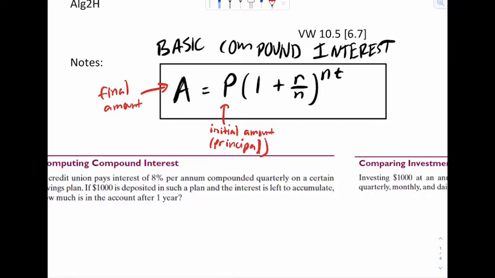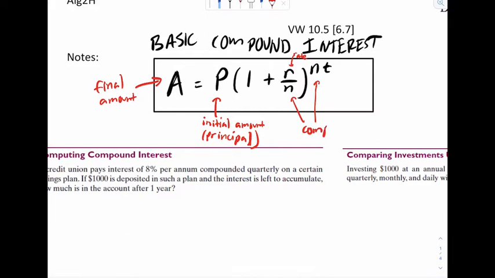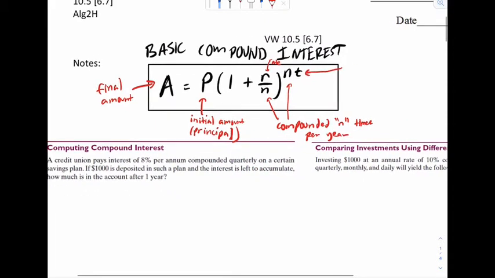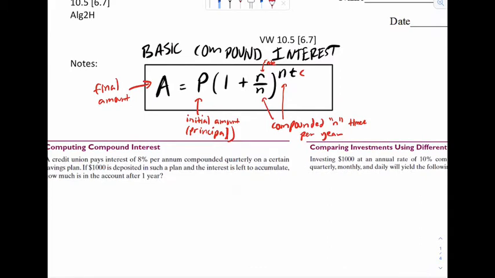The 1 is just a 1. The R right here is your rate. N is kind of weird. N is going to be the amount of times you compound, so compounded N times per year, because in money we typically talk about things in the time frame of years, and that's why T is obviously going to be time. For most of these problems, everything is in years, and that's true of life as well. You ever see commercials with interest rates? That's typically the yearly rate.